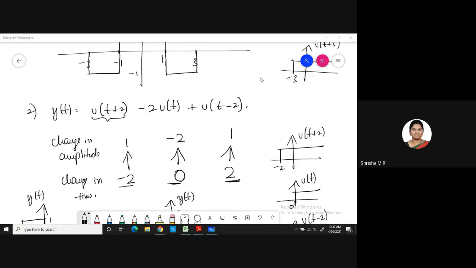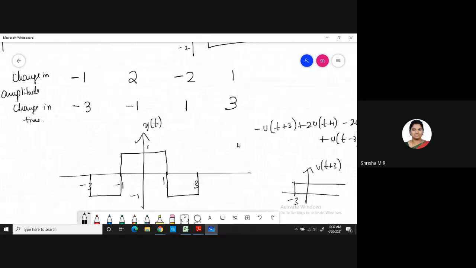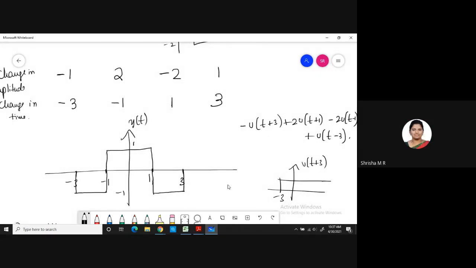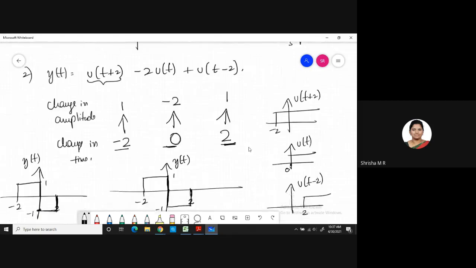Is the previous problem clear? Yes, ma'am. This problem, is it clear to everyone? Yes, ma'am. Okay. I told you that for ramp also I'll teach you such a method, no? You can observe.